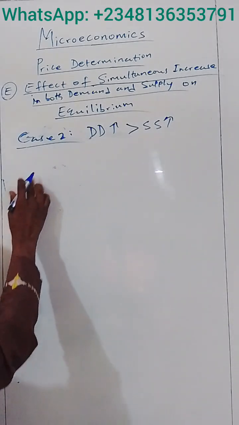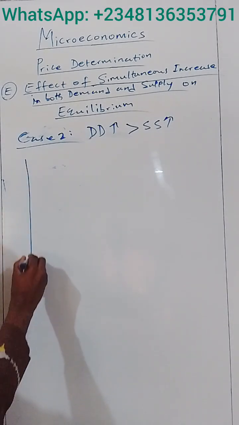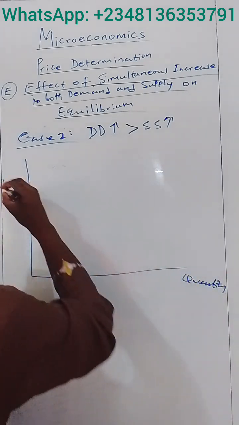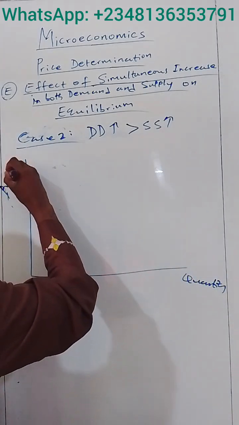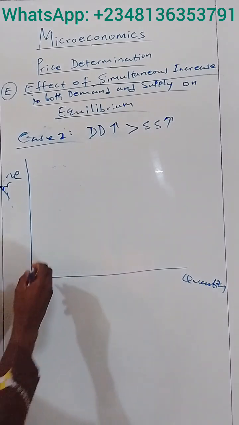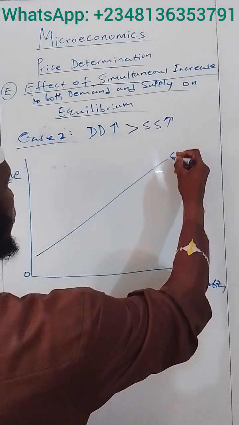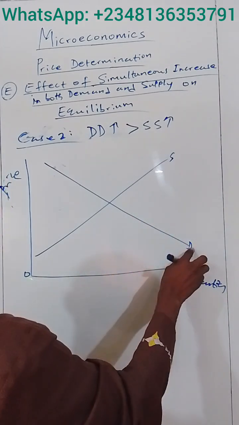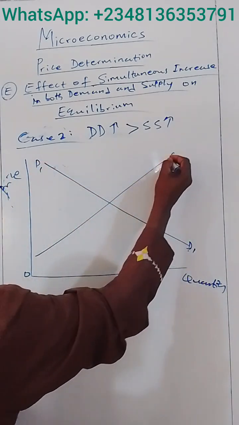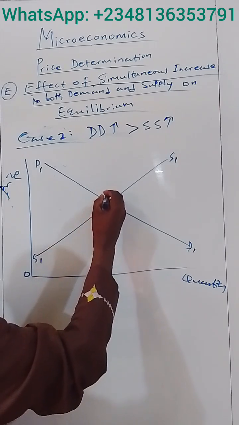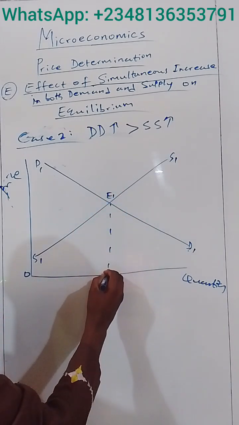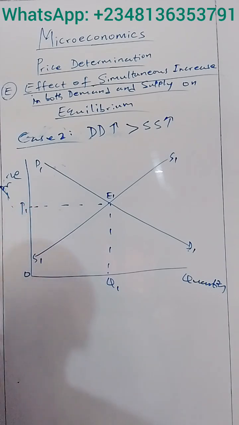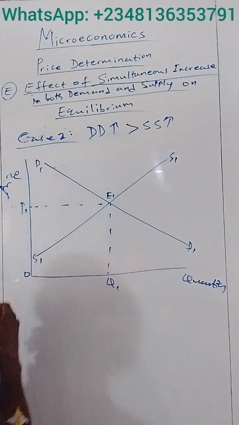So let's bring about the equilibrium. So we draw our equilibrium here. This is the quantity, and here we have the price, and this is the origin. If you draw our supply curve, then let's draw our demand curve here. So let's call this D1, and S1, and this is the equilibrium. I call this P1, and I call this Q1, this is the initial equilibrium.